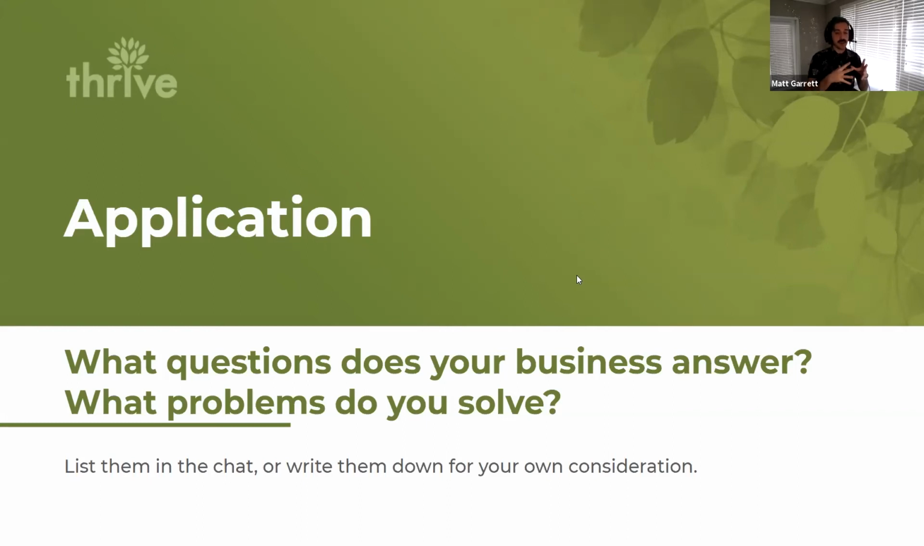So think about what questions your business answers, what problems you solve, and what your proposition is to the world. What is your role as a business to your community or to your customer base? Those are some good examples of things to think about when we're optimizing our content and working through our listings.